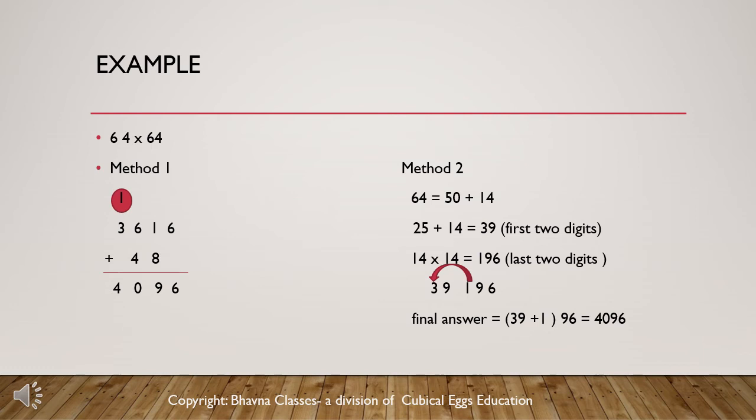So 64 is what? 50 plus 14. So I'll be adding 14 to 25 to get 39 as my first two digits. And for the last two digits, I'll be squaring 14, which is equal to 196. But I need only two digits for the last part. It's three digits. So what we'll be doing is adding 39 and 1 to get 40. And the last two digits are 96. So the final result is 4096. So I hope it is also clear to you.